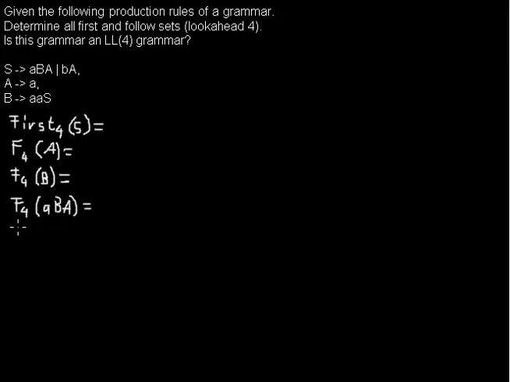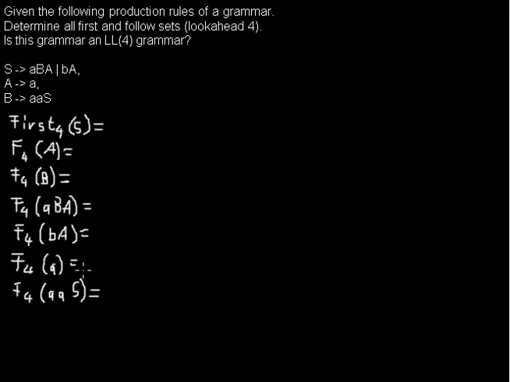And also I'd like to calculate them for BA, that is this right hand side of the rule. And I'd like to calculate it for the A, which is very easy. And also for the right hand side of those B productions, so for AS.